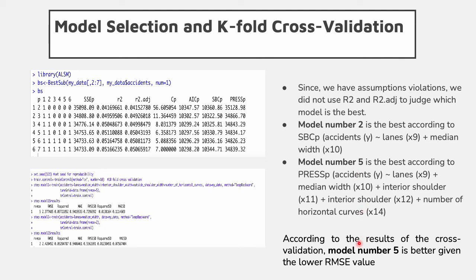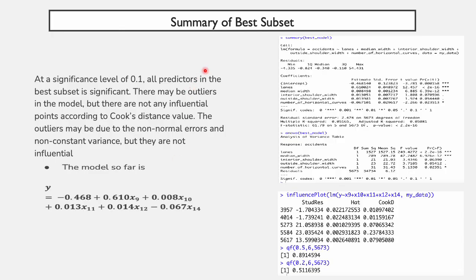After running a k-fold cross-validation to choose which of these 2 models is the best, we found that model number 5, which only drops the predictor x13, or the number of vertical curves, is best, so we will proceed with this model. In model number 5, which we chose as the best subset, all predictors in the subset are significant at a significance level of 0.1.